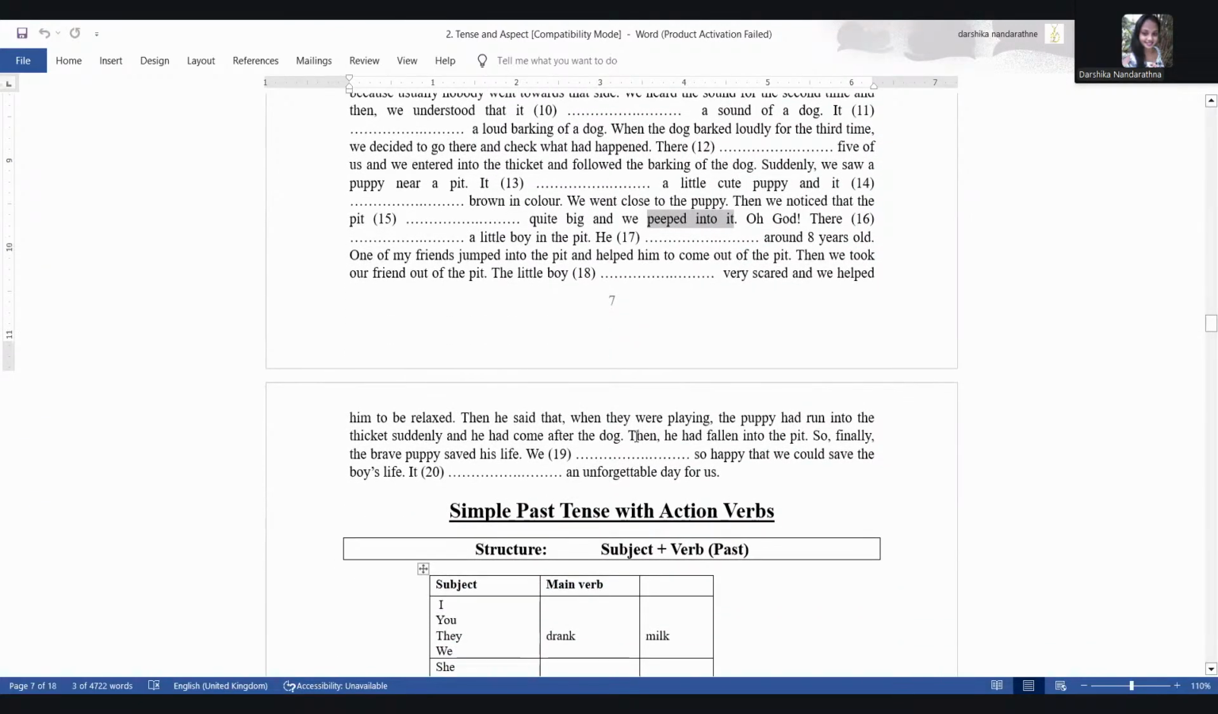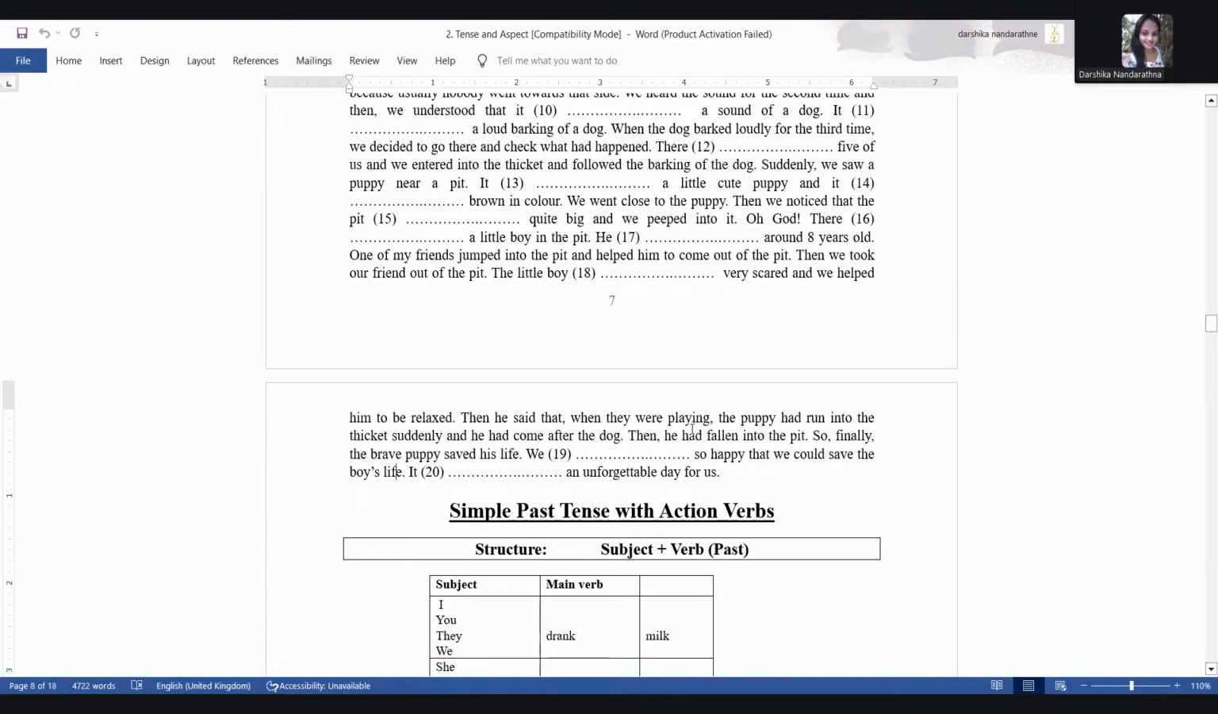Then he said that when they were playing, the puppy had run into the thicket. Thicket means the small forest. පුතේ අපි ලදු කැලෑව කියලා කියන්නේ. Okay? Not a big one, a small forest like area, thicket. Suddenly, he had come after the dog. Then he had fallen into the pit. So finally, the brave puppy saved his life.